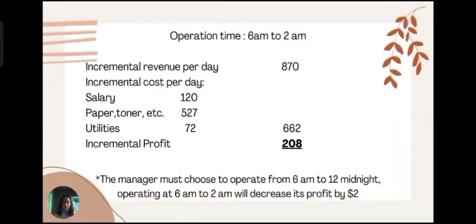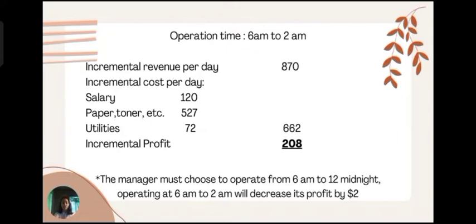So here is the illustration. The total cost of operation time of 6 a.m. to 2 a.m. So we have here the incremental revenue per day of $870 and the total incremental cost per day of $662 and the incremental profit of $208.